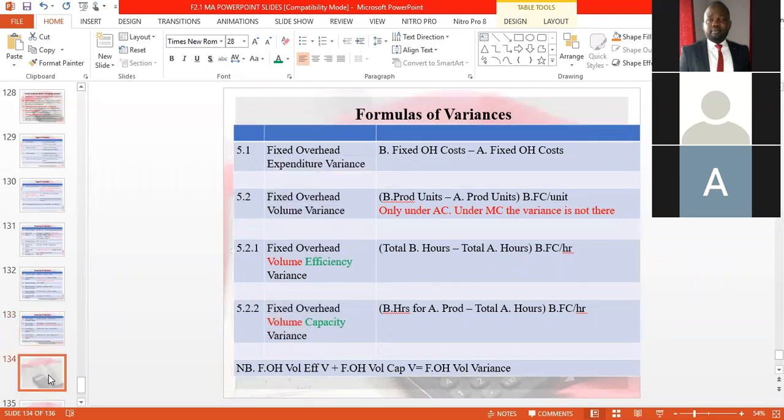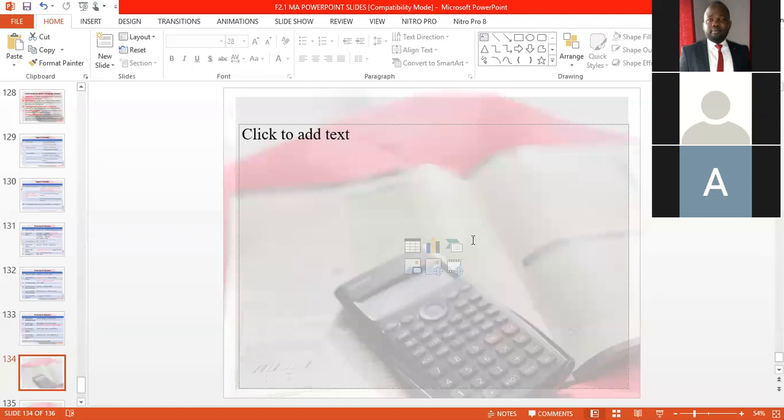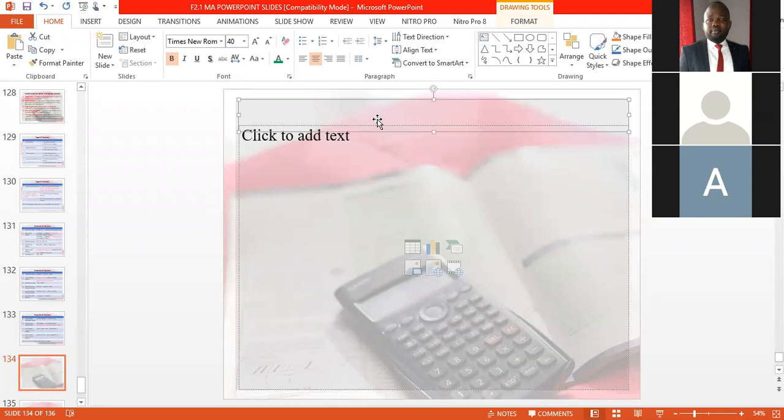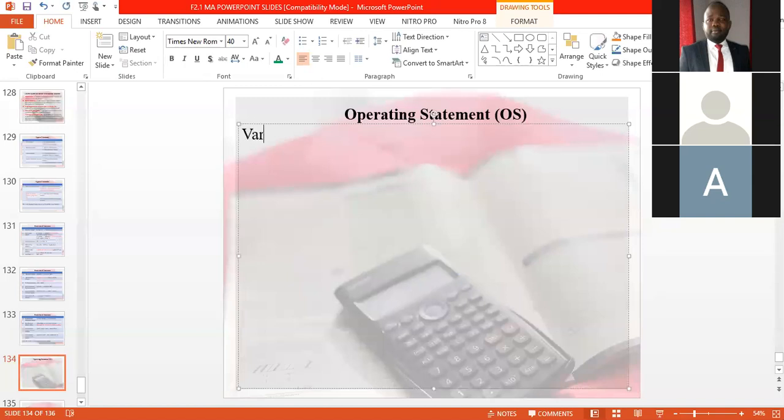Now, before we go to an example, how do you know that your variances are right? Variances are normally reconciled by preparing what we call an operating statement. So you only reconcile your variances by preparing an operating statement. Let me call it OS. This one we did not cover last time.